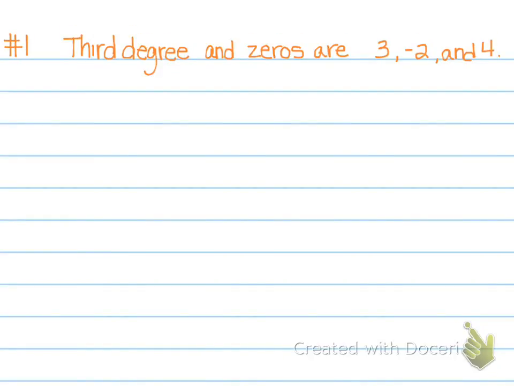Problem number 1 asks you to write a polynomial that is the third degree and has zeros at 3, -2, and 4. We need to write it in factored form and standard form. So, given the zeros, we're going to start in factored form.